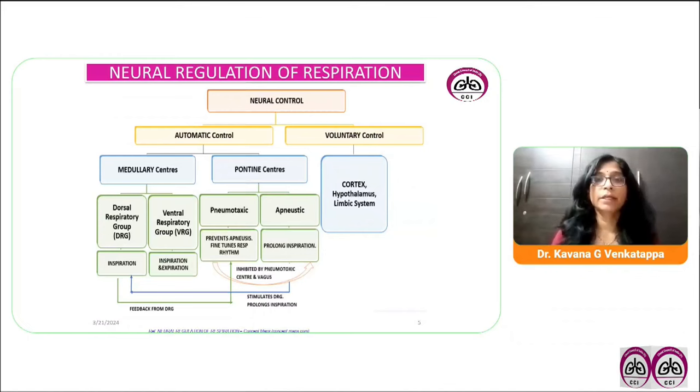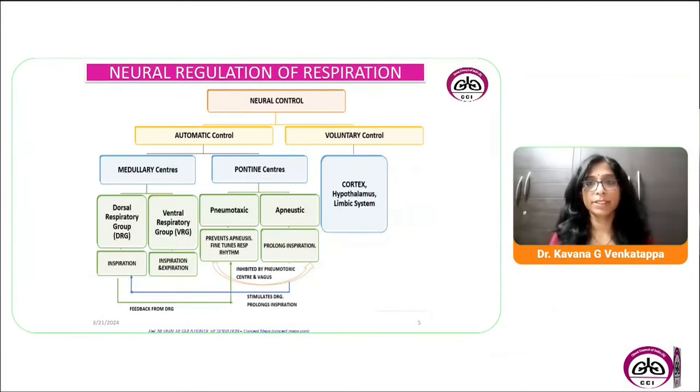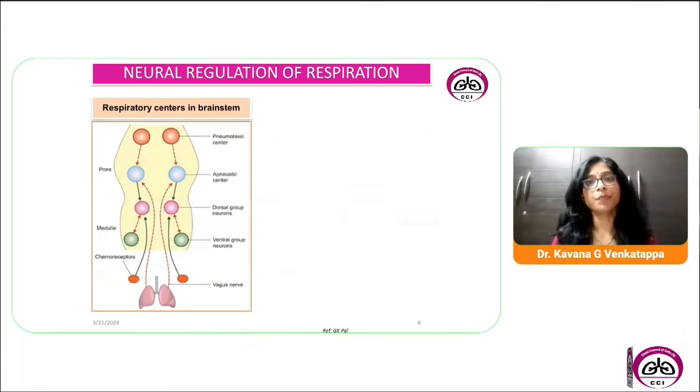Under automatic control, it is the medullary centers and the pontine centers. In the medullary centers, there are two groups of neurons, as you can see over here: the dorsal respiratory group, DRG, and the ventral respiratory group of neurons. The dorsal respiratory group contains the I neurons, which stimulate inspiration. The ventral group of respiratory neurons have both inspiratory and expiratory neurons, which act when the demand for ventilation is more.